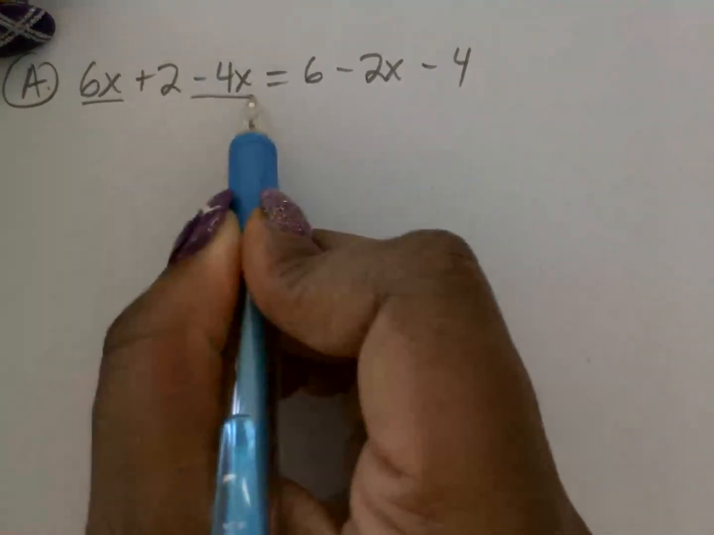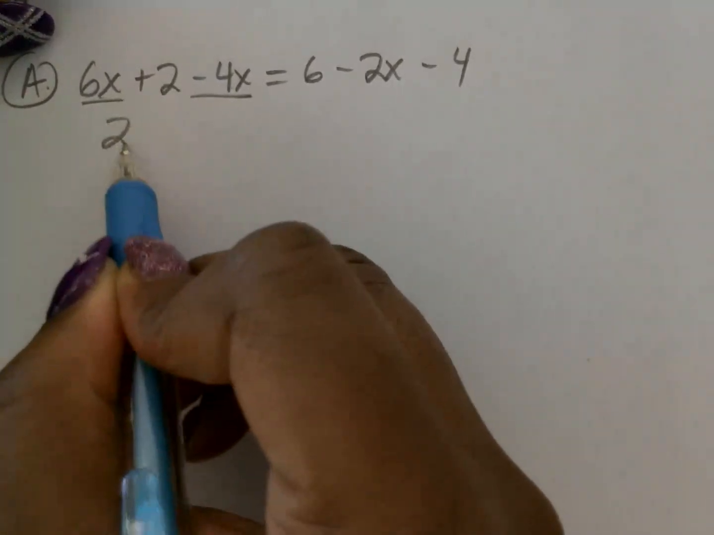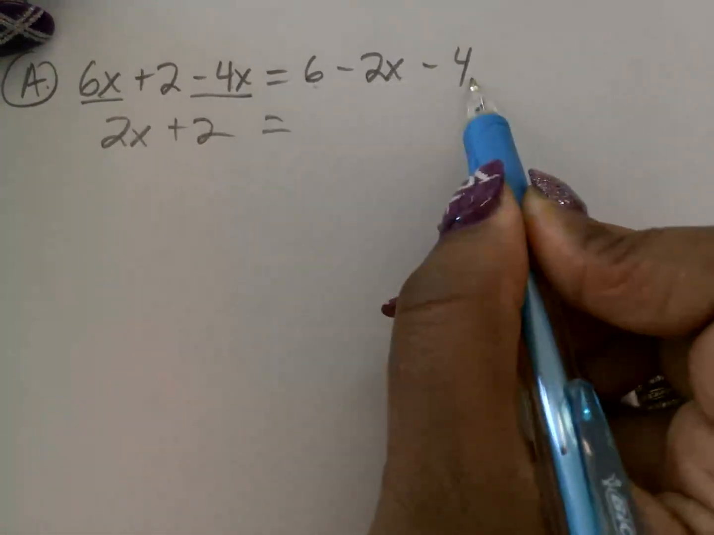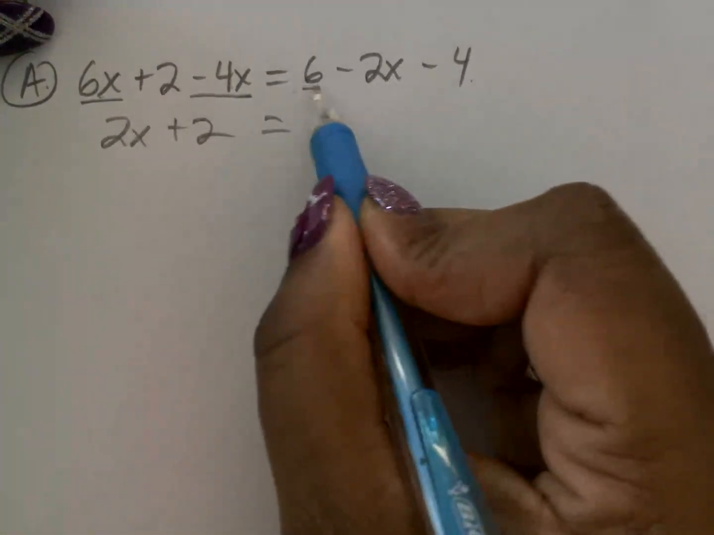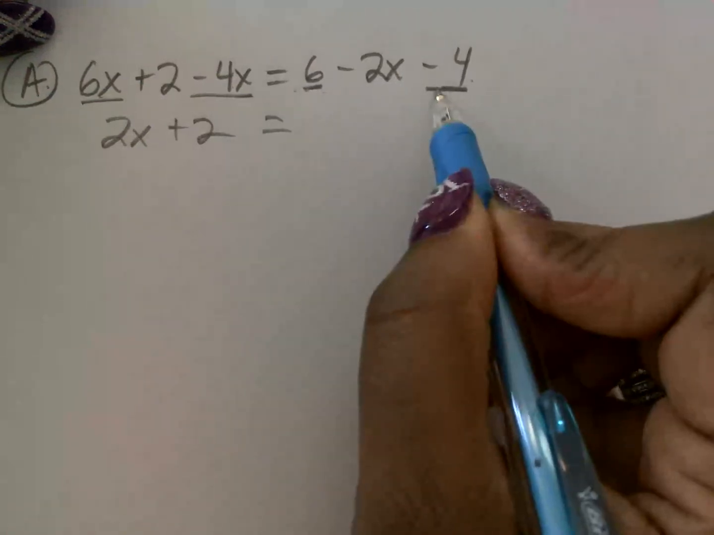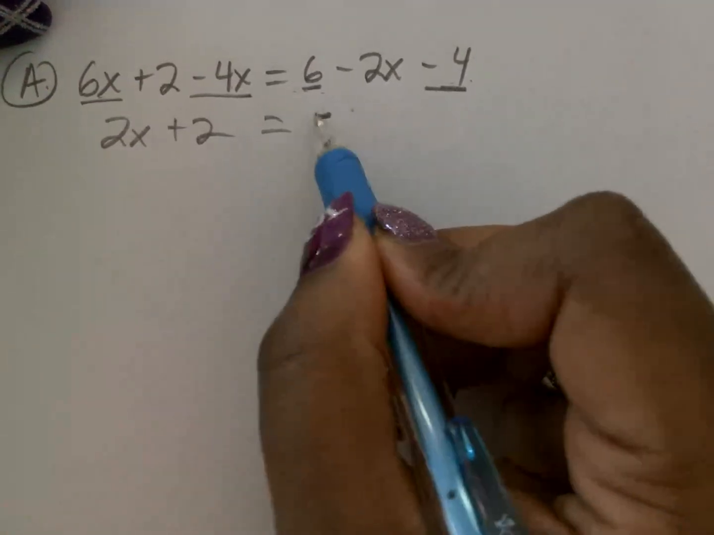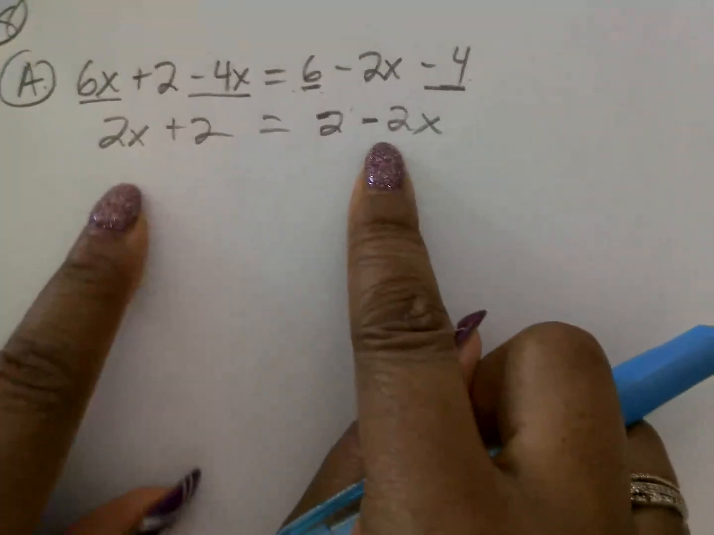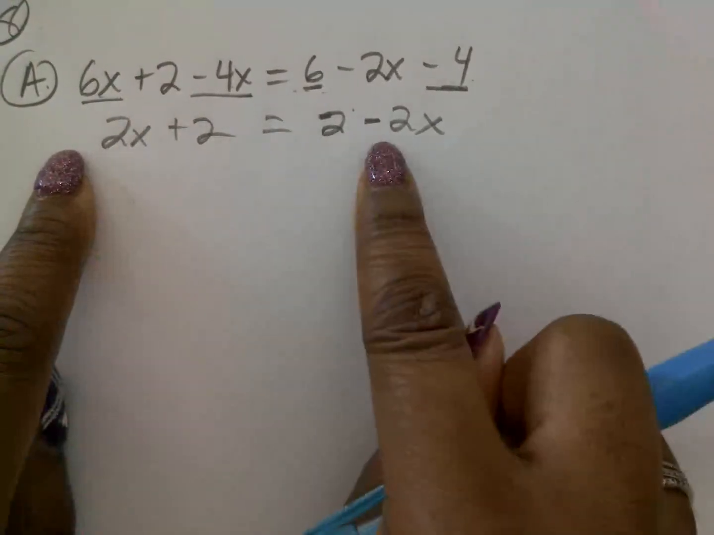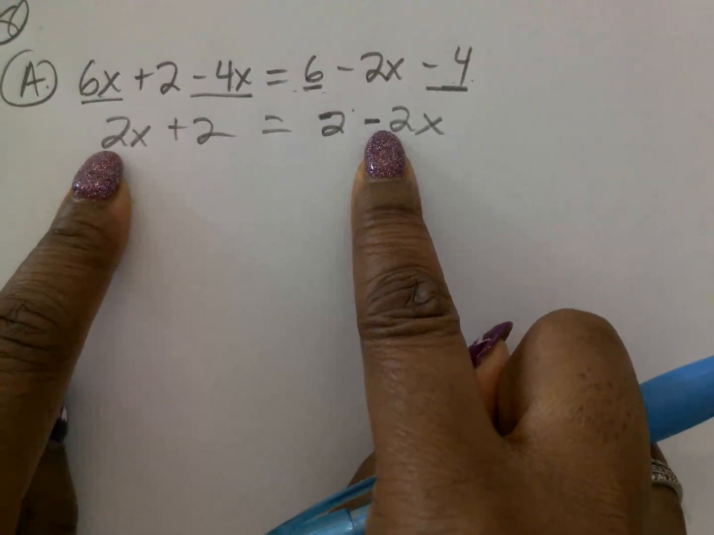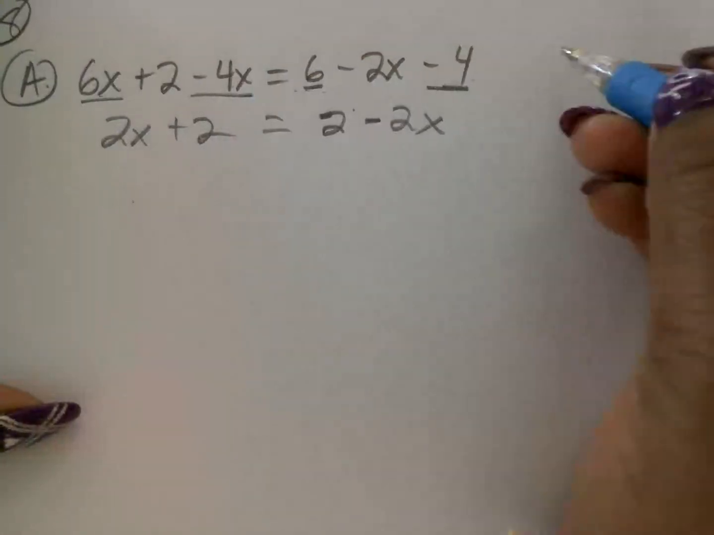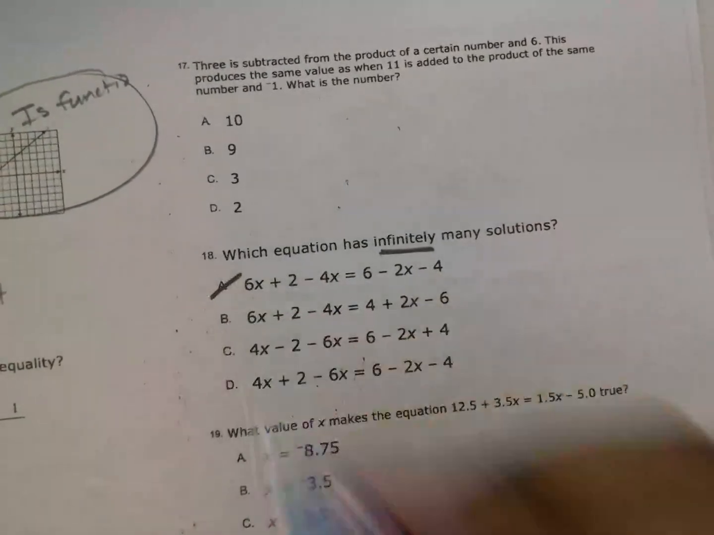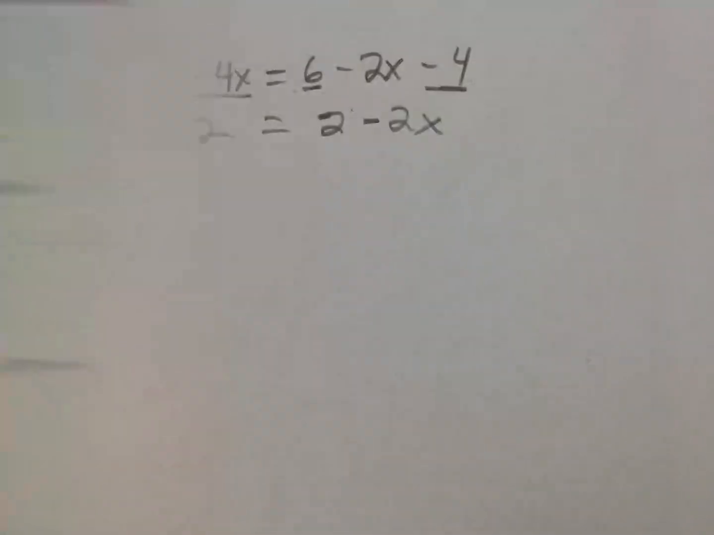So we're going to combine like terms over here. This gives you 2x plus 2 on this side. This side, where you combine like terms, here you combine these two. This is going to give me positive 2 minus 2x. They are not the same. This is positive, but this is negative. They're different, okay? So this is not infinitely many solutions. They have to be exactly the same to be infinitely many solutions, okay?